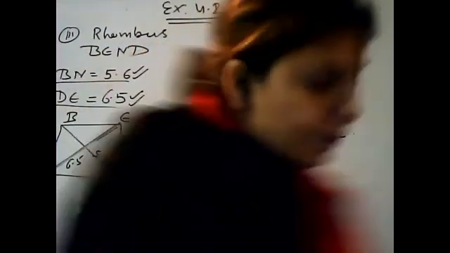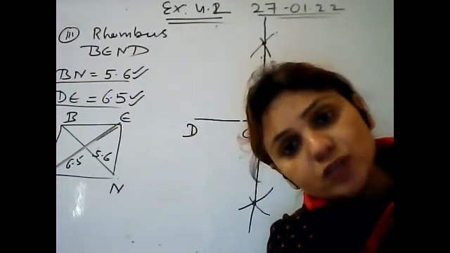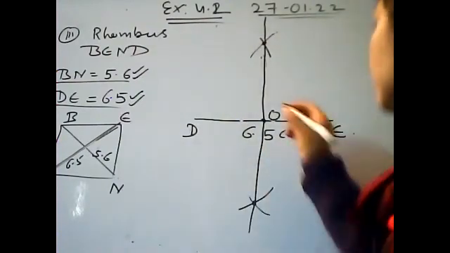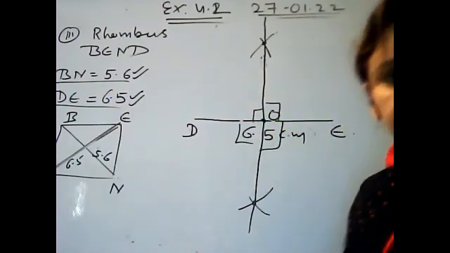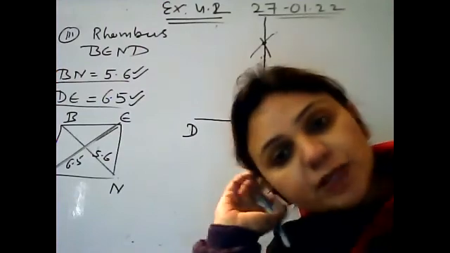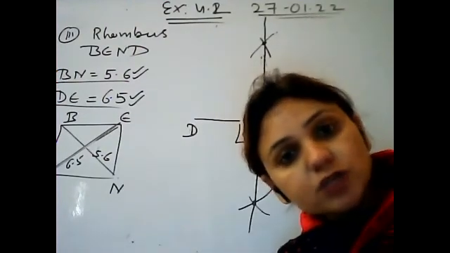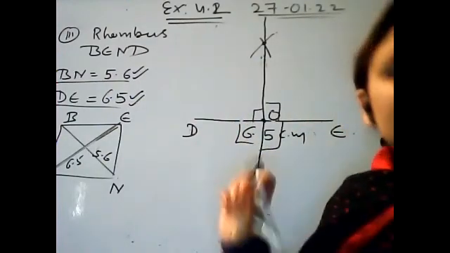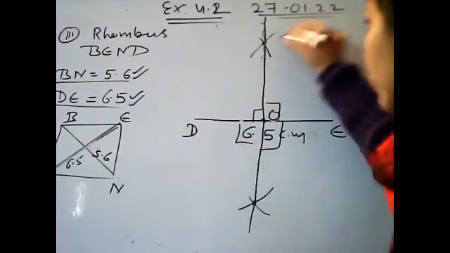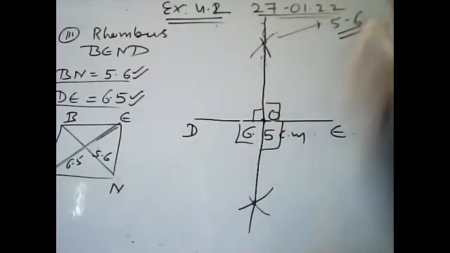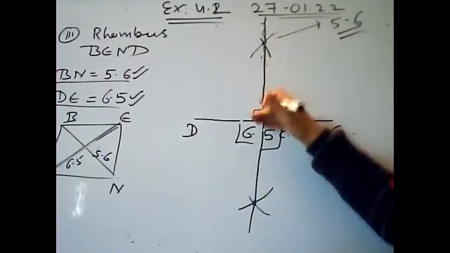ये जो परपेंडिकुलर बाइसेक्टर हमने ड्रॉ किया, ये डायगोनल की इस एक प्रॉपर्टी को सेटिस्फाई कर रहा है, that it is meeting this DE at 90 degrees. दूसरी प्रॉपर्टी हम इसमें ले आएंगे और ये रोम्बस का दूसरा डायगोनल बन जाएगा. क्या होगी दूसरी प्रॉपर्टी? That diagonals bisect each other. इसका मतलब अगर ये डायगोनल बनना चाहता है, कौन सा डायगोनल? 5.6.